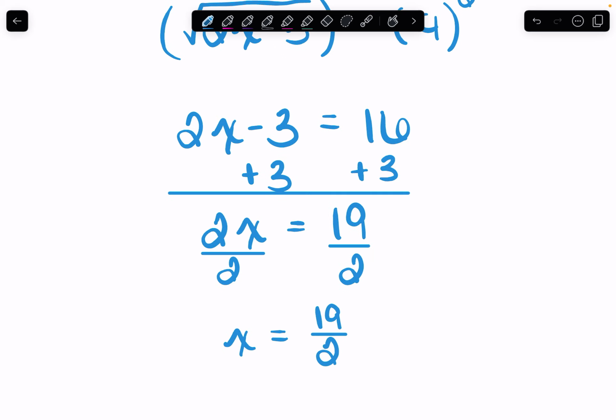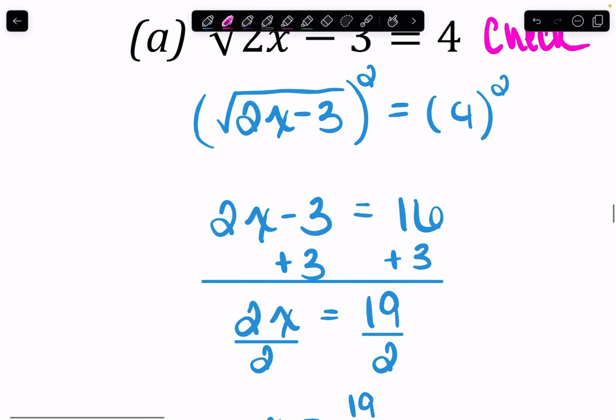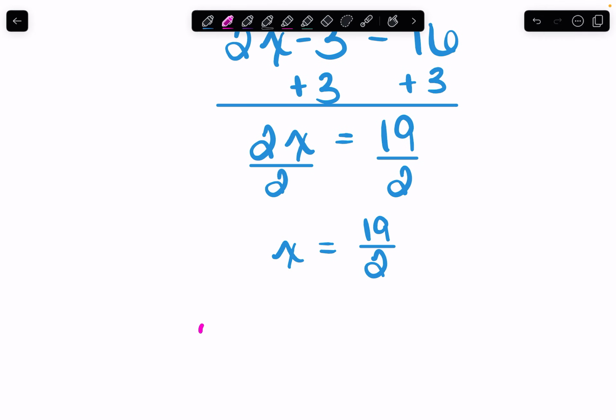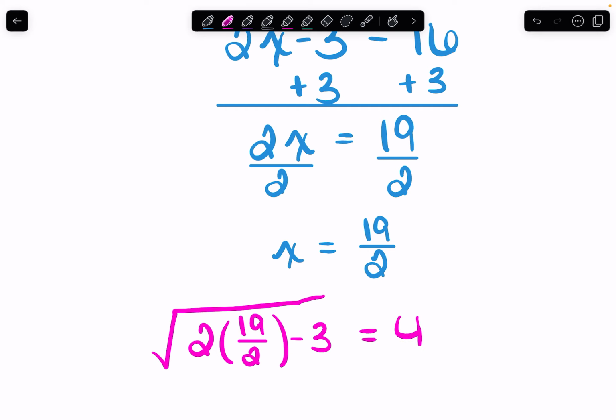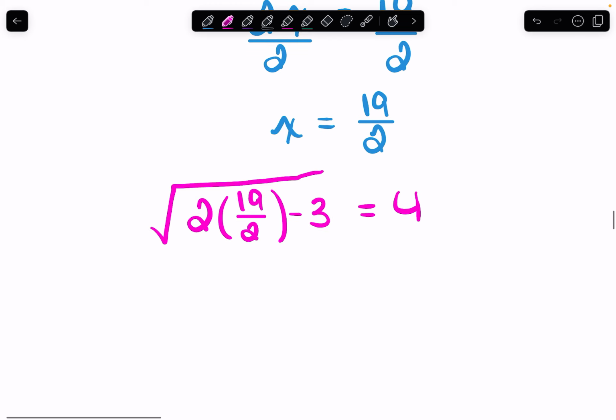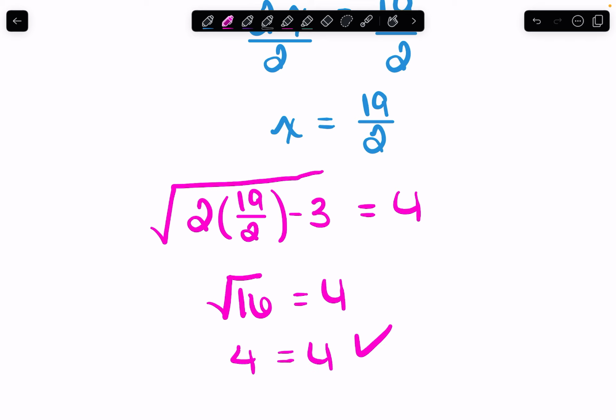All right, this was an even root, so we need to check it. I'm going to go back to my original equation, which was the square root of 2, and where the x is, I'm plugging in 19 halves, minus 3, under a square root, equals 4. We're just trying to make sure it's true. 2 times 19 over 2 is 19. 19 minus 3 is 16. The square root of 16 is 4. We got 4 equals 4. That means this solution is valid, so we're okay to keep it.